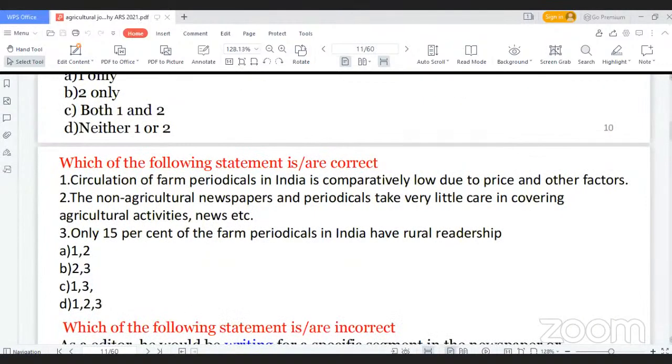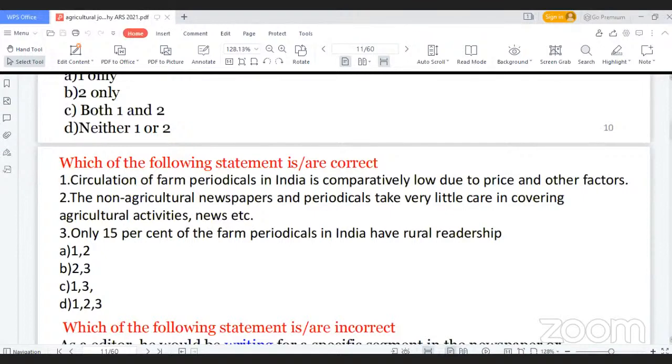Then another question: circulation of farm periodicals in India is comparatively low due to price and other factors. In India, circulation of farm periodicals depends on special farm periodicals like Krishi Sudhar, Kheti, or in Marathi Seti, Setkeri, and also newsletters, farm bulletins. Their circulation is comparatively low, their price is high, and the farmers are also illiterate. So non-agriculture newspapers and publications take very little care in covering current agricultural activities.